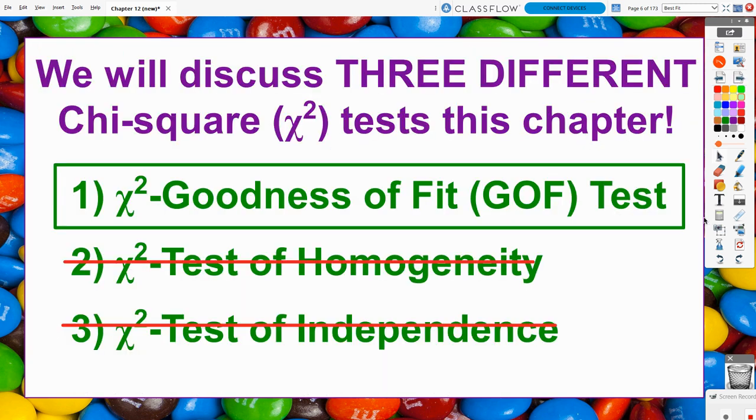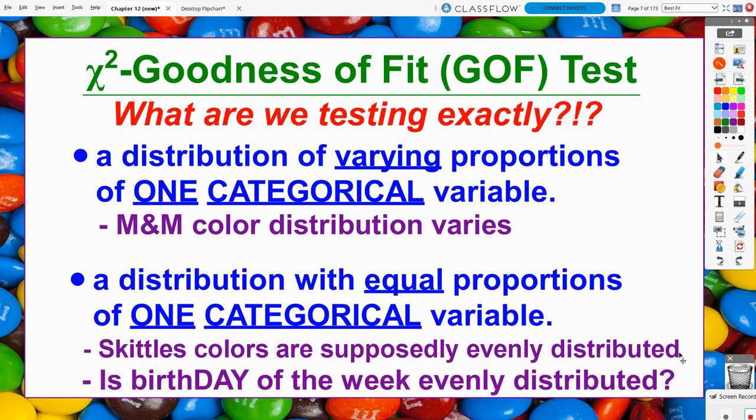Now, again, we said we're going to talk about 3 chi-square tests, but specifically video 1 is going to focus on a chi-square goodness of fit, which you may abbreviate GOF test. All right, so what exactly is a chi-square goodness of fit test? What are we testing? There are 2 different possibilities that we could be testing here. We are going to cover one of them in video 1. The other one we are going to cover in the video 1 follow-up in class.